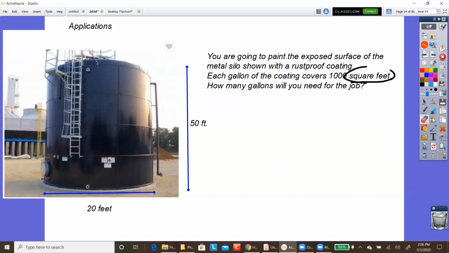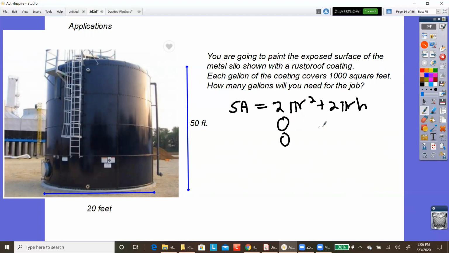Again, this is one of the reasons why I like to show you where the formulas come from so you can adjust them as necessary. The formula for the surface area of a cylinder is 2 pi r squared plus 2 pi rh. This comes from the fact that there are two circles, and this comes from the fact that you have one big rectangle, the lateral surface. However, this silo is a heavy metal object. You're not going to pick it up off the ground and paint the bottom. So you're not dealing with two circles in this case. You're only dealing with one.